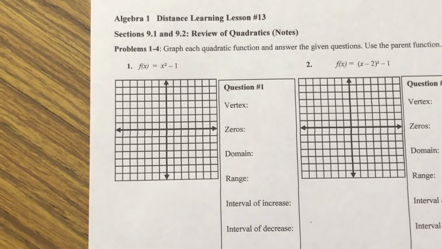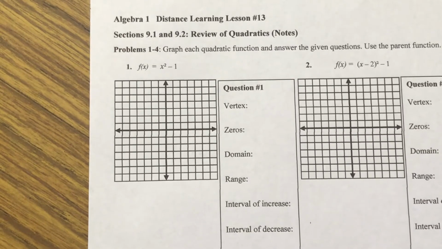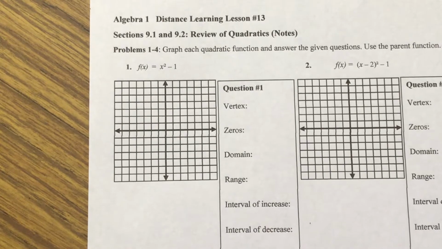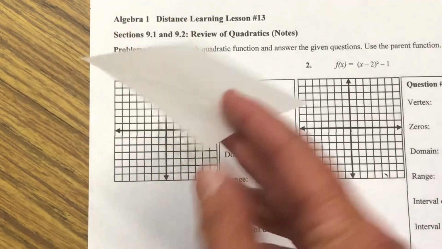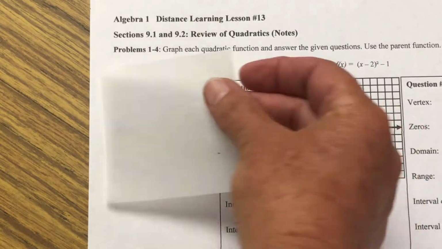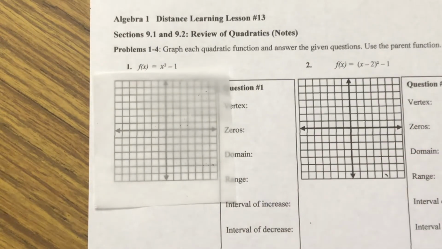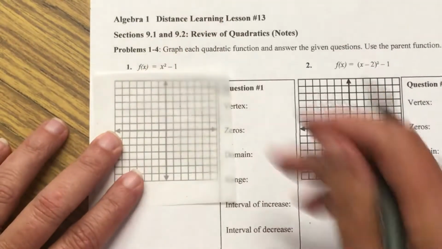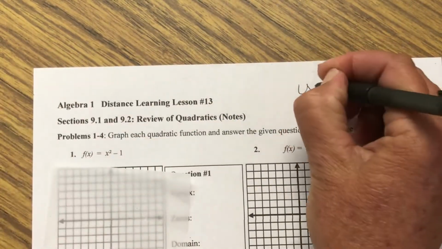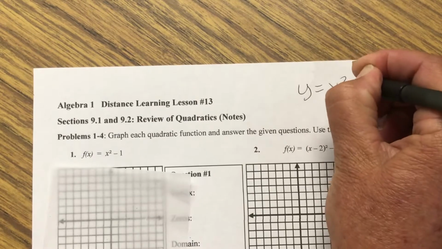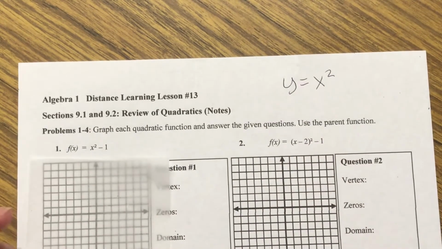So let's get started. Problems number 1 through 4 say graph each quadratic function and answer the given questions. Use the parent function. So let's have a moment where we talk about parent function again. We have our piece of patty paper. We learned that the parent function is y equals x squared. That's the basic form of that parent function.